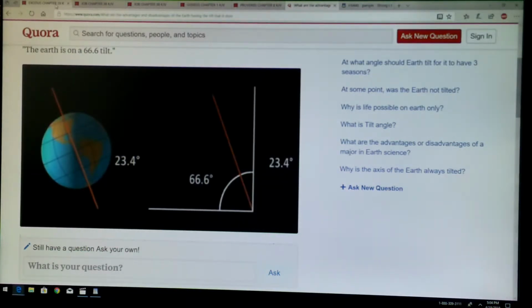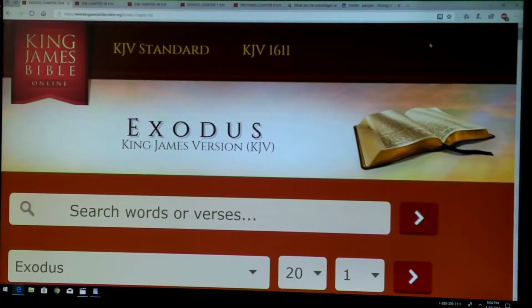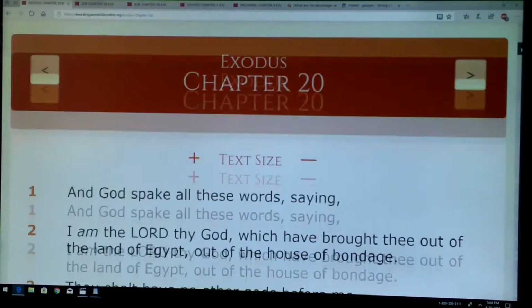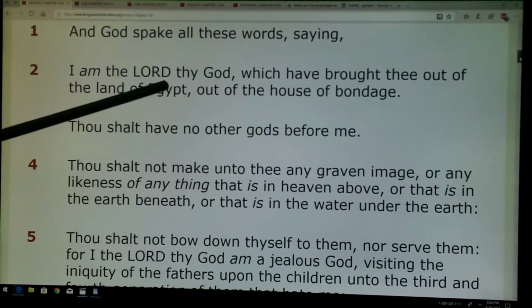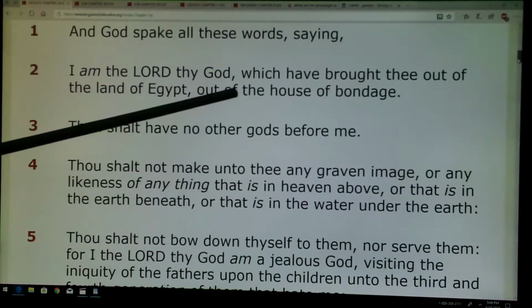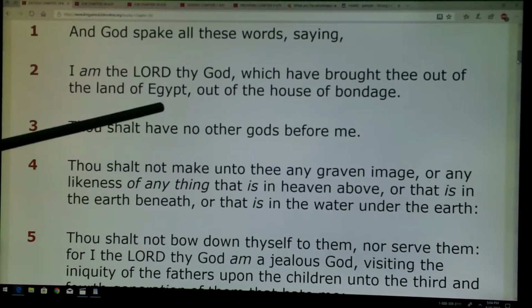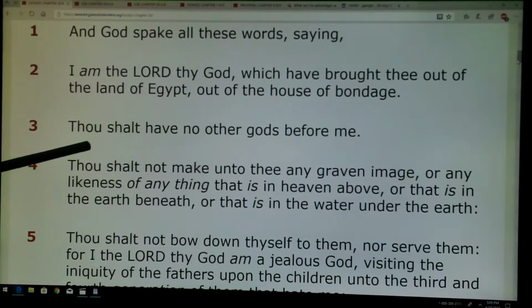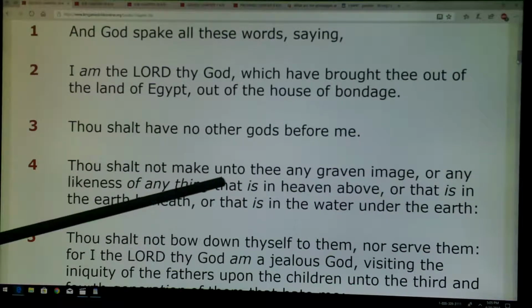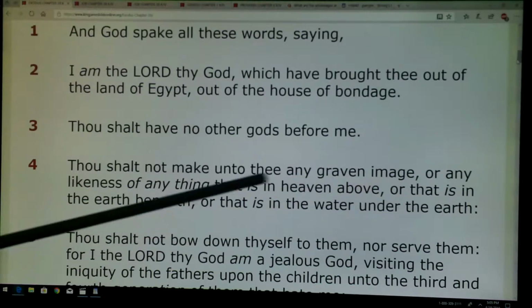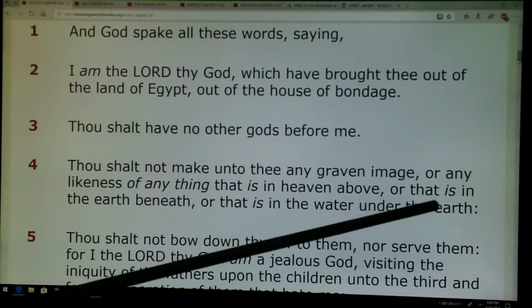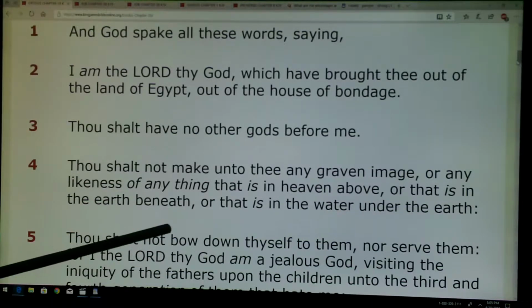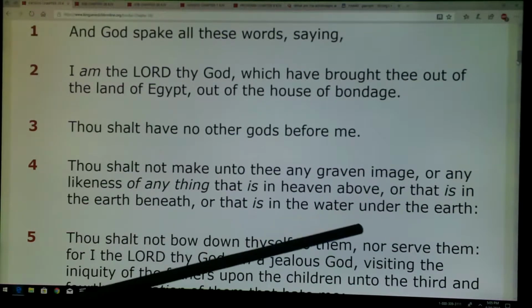So now we're in the book of Exodus, chapter 20. We're going to start here at verse 2. It says, I am Yahweh, thy Elohim, which have brought thee out of the land of Egypt, out of the house of bondage. Thou shalt have no other Elohims before me. Thou shalt not make unto thee any graven image or any likeness of anything that is in heaven, or that is in the earth beneath, or that is in the water underneath the earth.